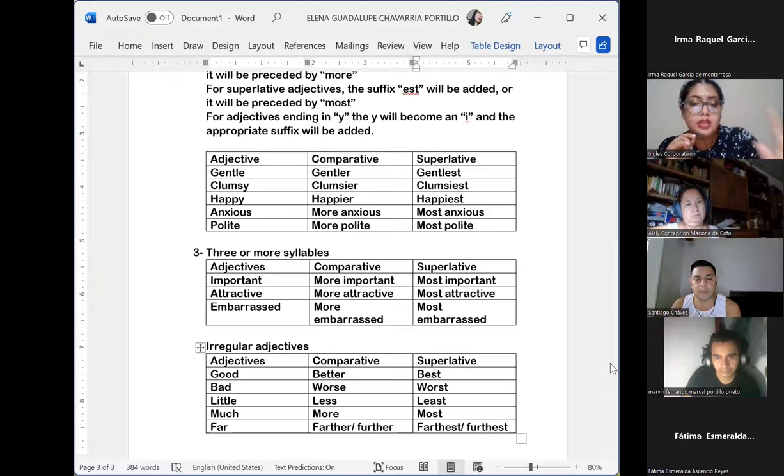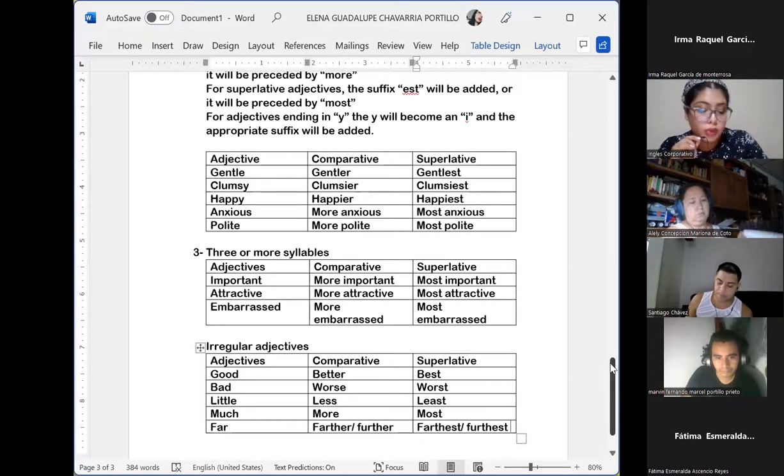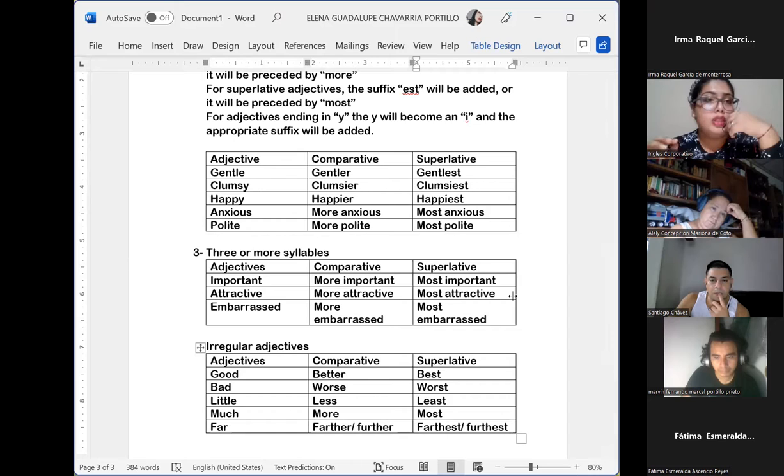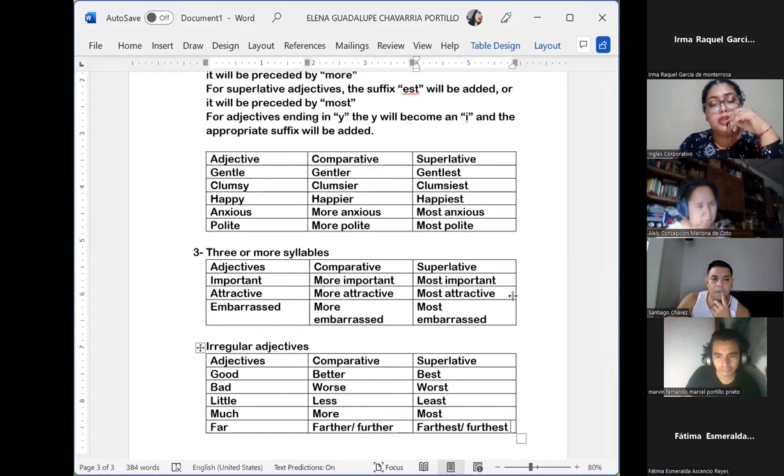So tomorrow we are going to continue with this topic. We are going to see examples of these adjectives, and we are also going to have some activities in which we put into practice the information about the comparative and superlative forms of adjectives. I'm going to send you the list of adjectives, because I have the PDF document in which you are going to find all the adjectives you need when you are talking in English. So we are going to end the session here and see each other tomorrow.